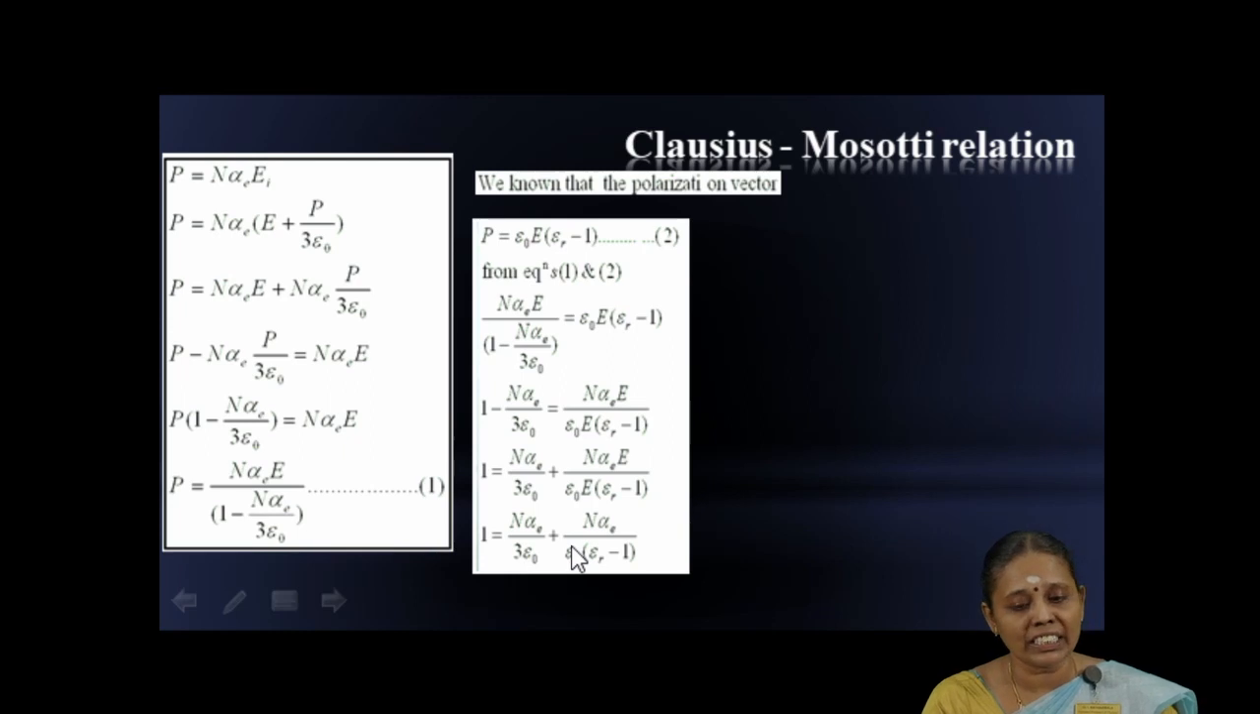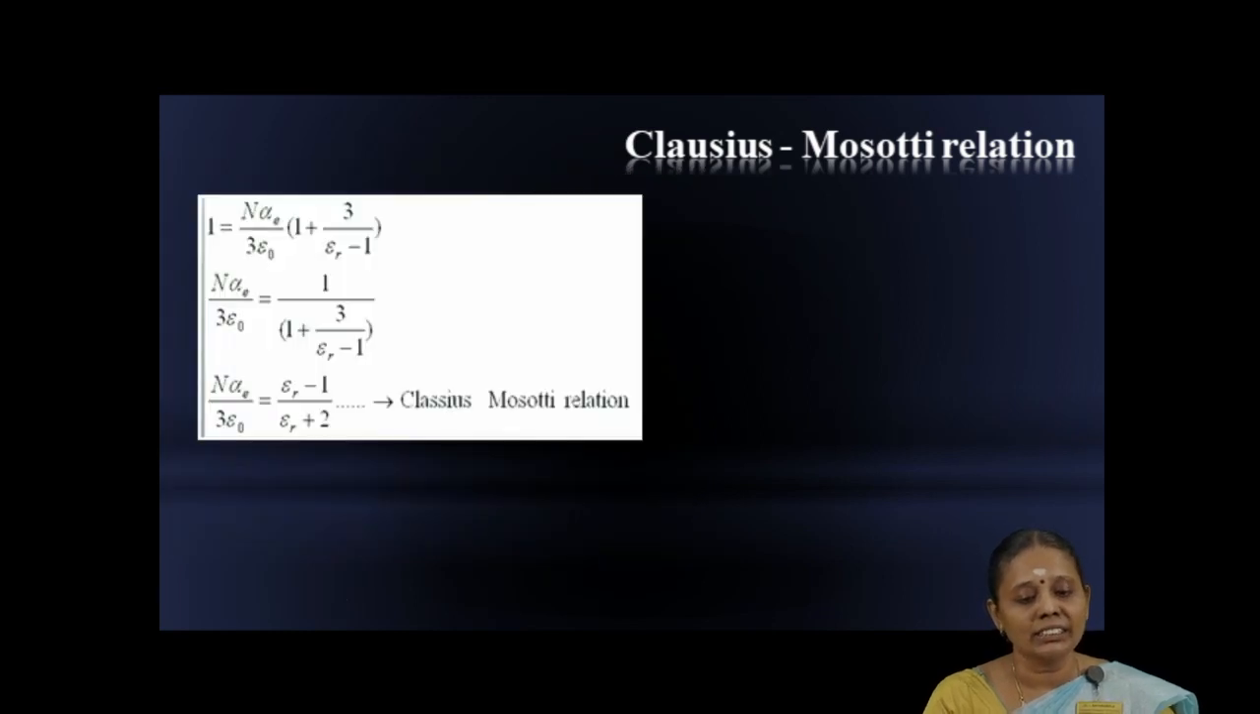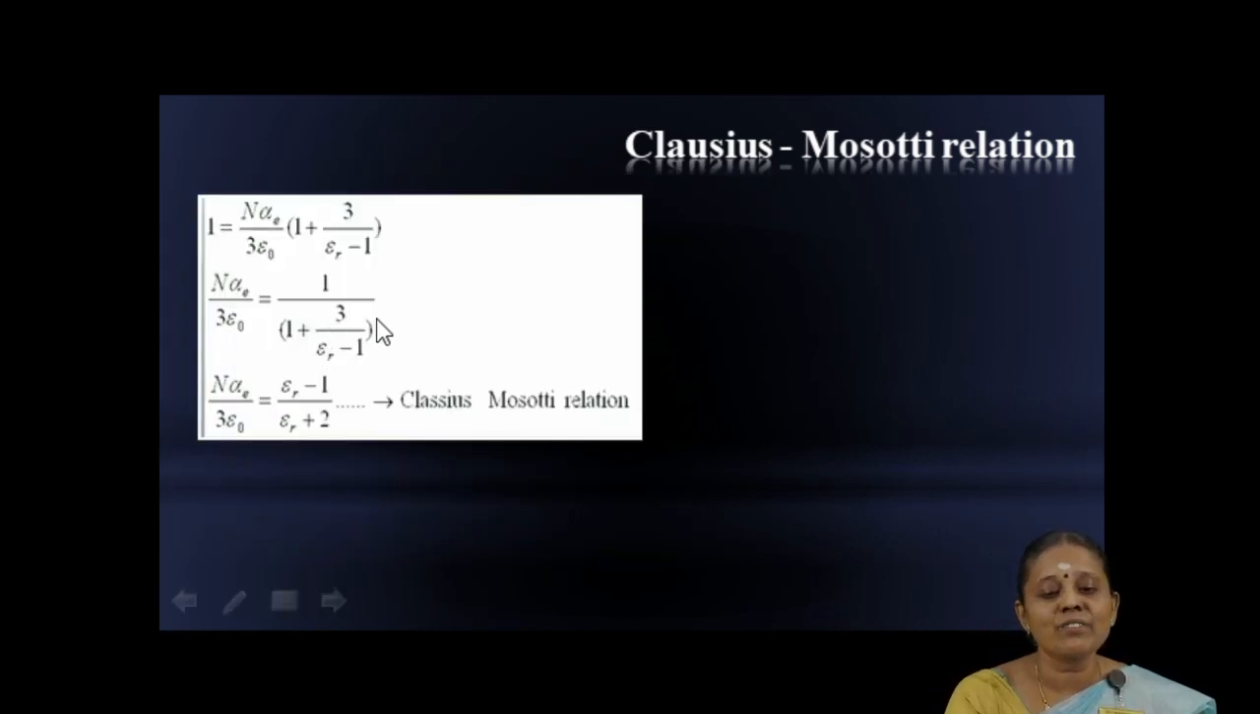Compare these two polarization vectors and make simplifications. After simplification steps, we get N alpha E by 3 epsilon naught is equal to 1 by 1 plus 3 by epsilon r minus 1. Taking LCM, then finally we get N alpha E by 3 epsilon naught is equal to epsilon r minus 1 divided by epsilon r plus 2. So this is the Clausius-Mossotti relation.